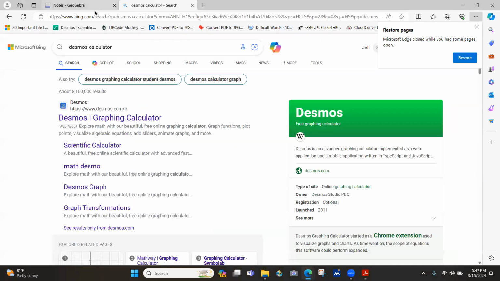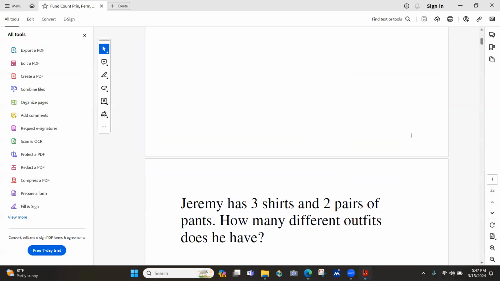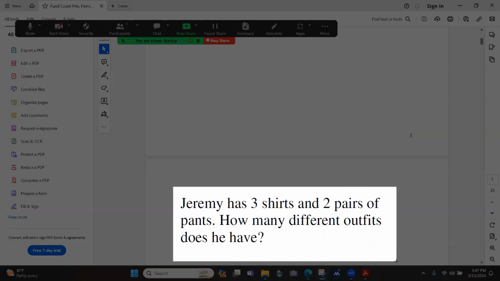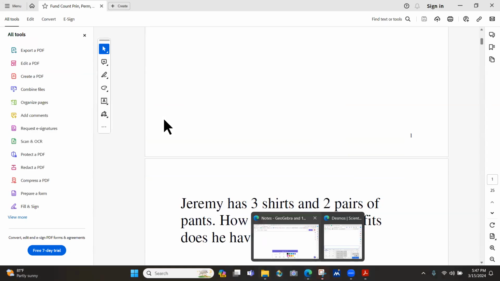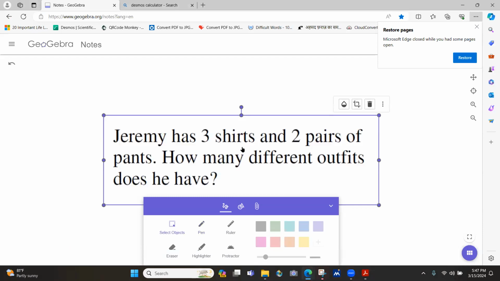Okay. So remember, we said Jeremy has 3 shirts and 2 pairs of pants. So these are his 2 tasks. He's going to choose a shirt. He's going to choose a pair of pants. How many ways can this be done?